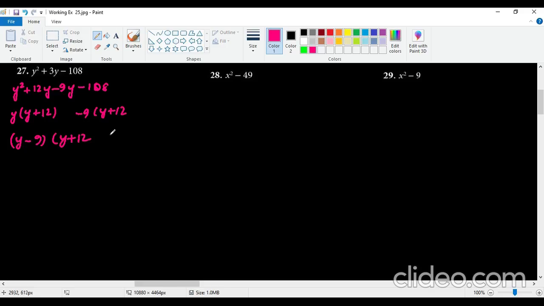Now comes question number 28. I know very well that x square and minus 49 will be written like this, and there is nothing in the middle. And I know very well that 7 times 7 is 49. So I will write plus 7x minus 7x to give me a 0. But to factorize, x plus 7 and x plus 7 in another bracket and minus 7 in the middle. So x minus 7 and x plus 7 is going to be the factorization for this.